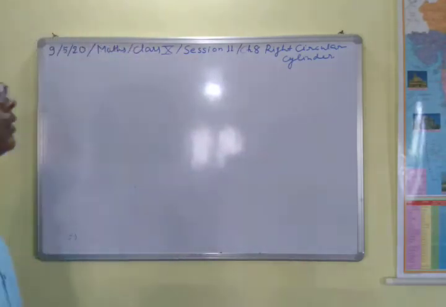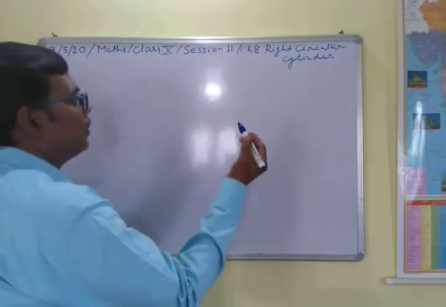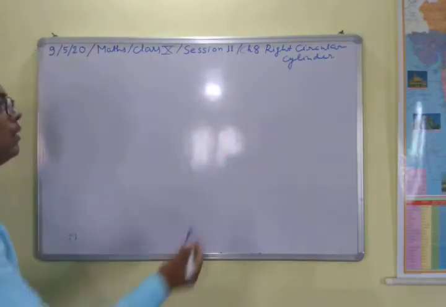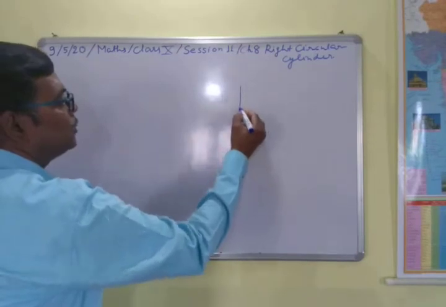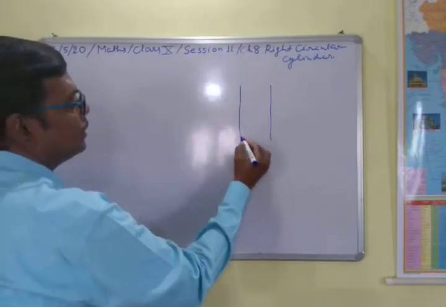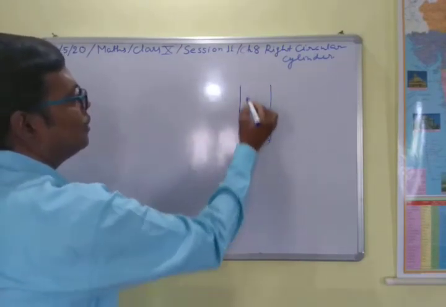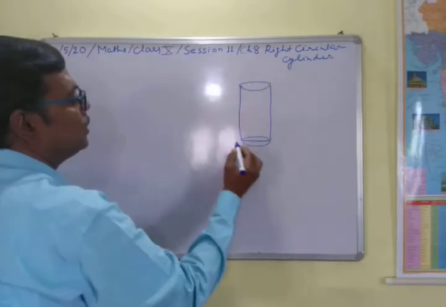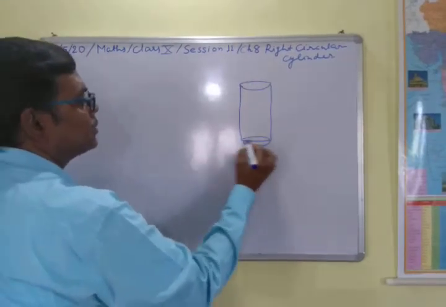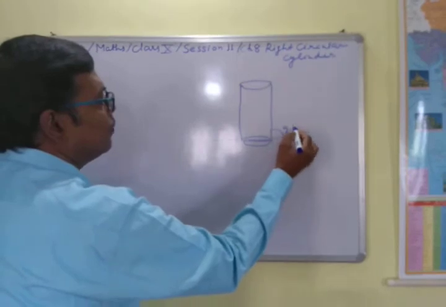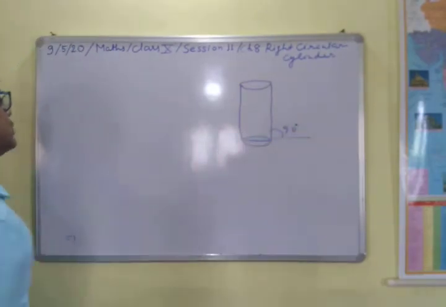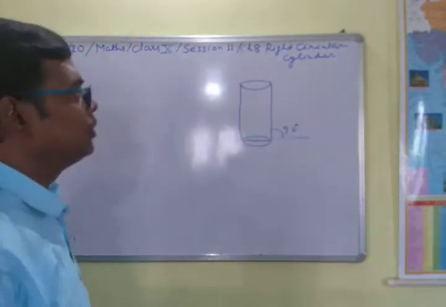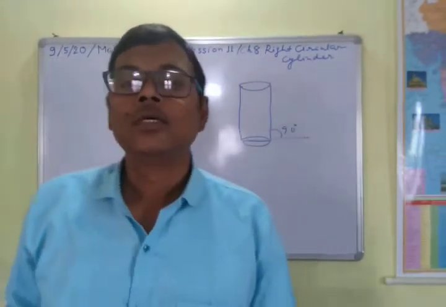Whenever we talk about the right circular cylinder, we mean a cylinder which is upright like this. That is, when it makes an angle of 90 degrees with the ground or the surface, then these kinds of cylinders are called right circular cylinders.